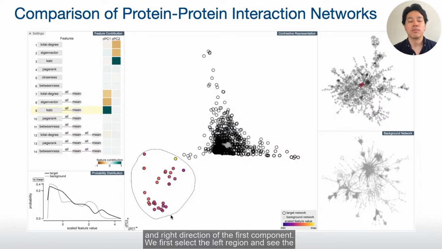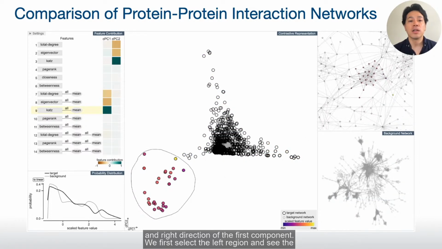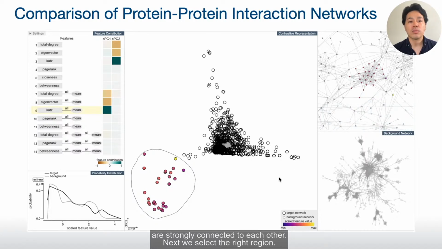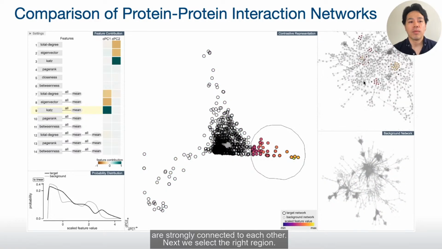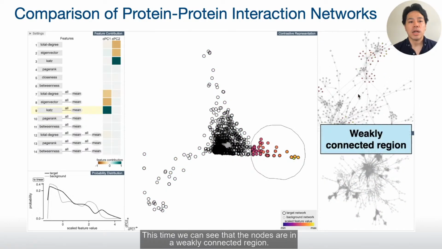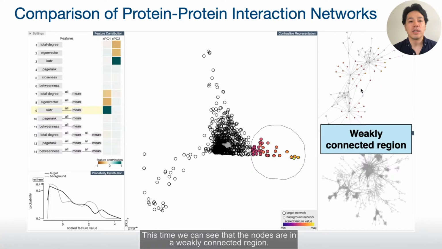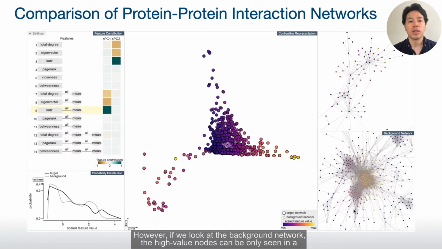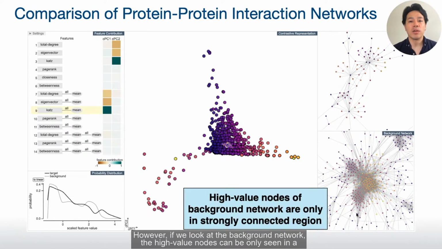We first select the left region and see the detailed structures in the laid-out network. We can see that the nodes in the left region are strongly connected to each other. Next, we select the right region. This time, we can see that the nodes are in a weakly connected region. However, if we look at the background network, the high value nodes can be only seen in a strongly connected region.